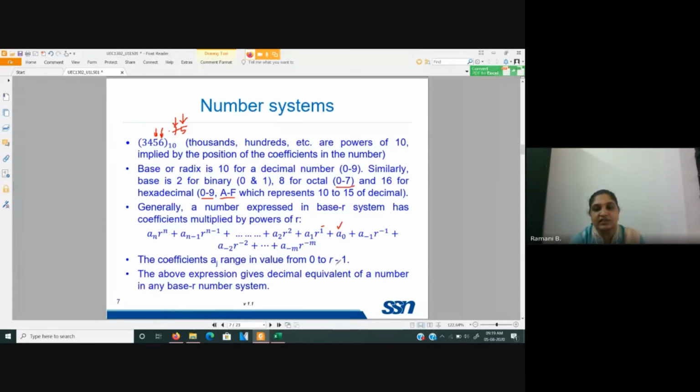So these coefficients range from 0 to r minus 1, depending on the number system. In case of decimal, you are going to have 0 to 9 only. If it is octal, you are not supposed to have digits greater than 7. So you can use this expression to find the decimal equivalent of a number in any base R system, be it binary, octal, hexadecimal, or even a base 5 or base 9 representation. We can express it in this format.